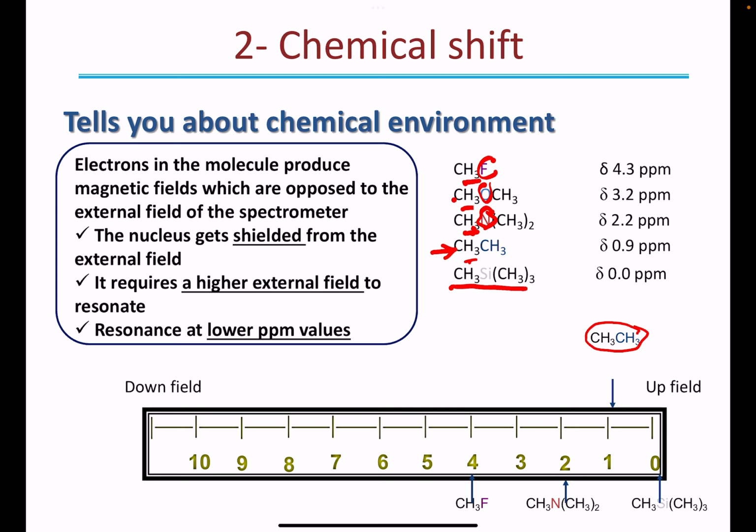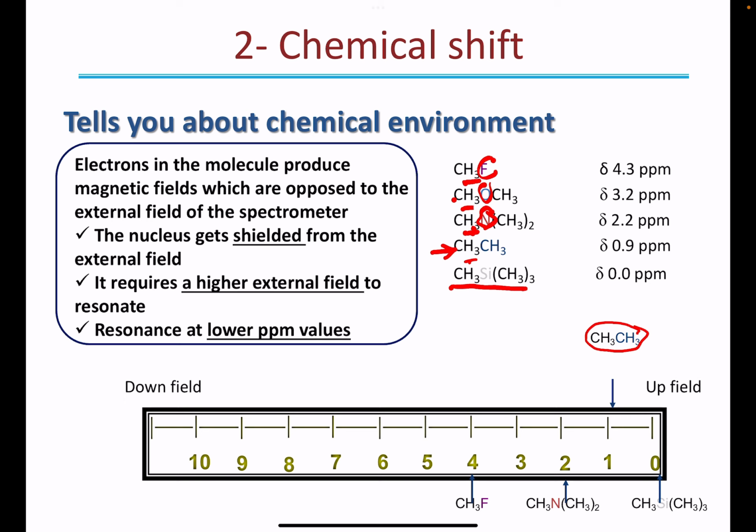That means the nitrogen will pull the electrons away from the methyl and cause some deshielding of the nucleus of the hydrogens, or of the three protons from the methyl group. But this is going to be less than the deshielding that we see with the oxygen, which is again going to be less than the deshielding that we see from the fluorine.